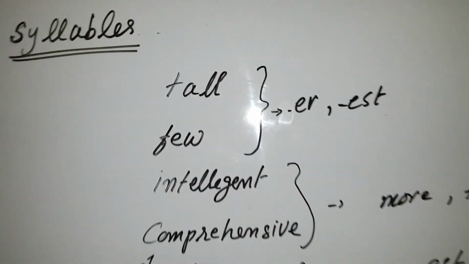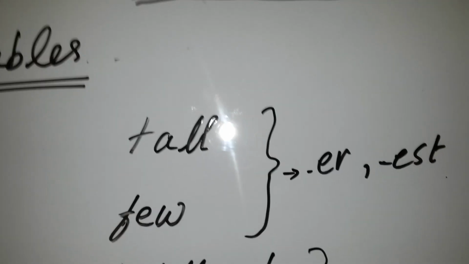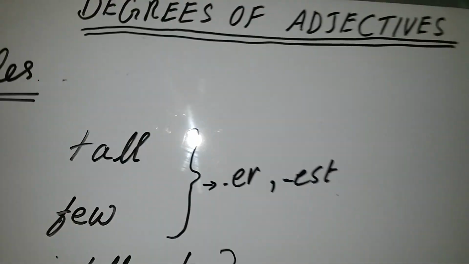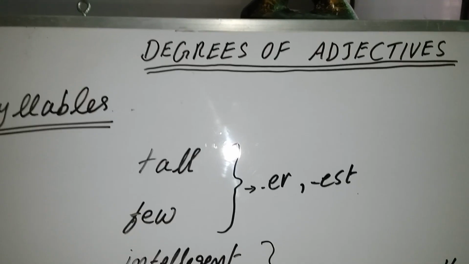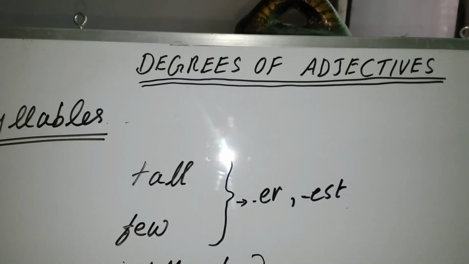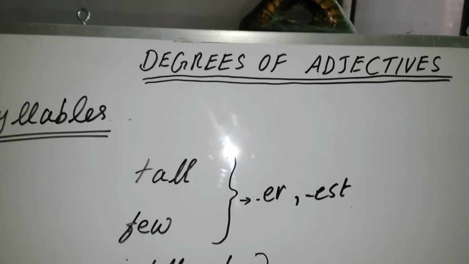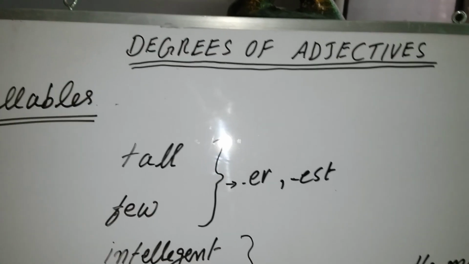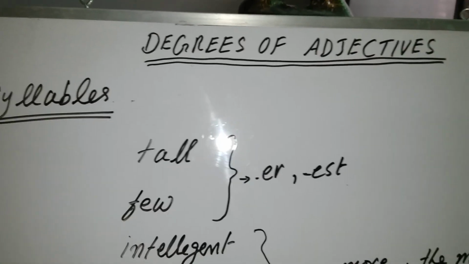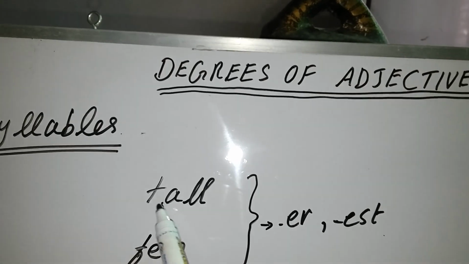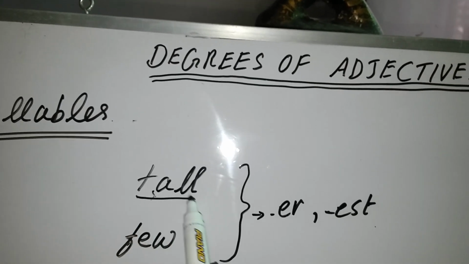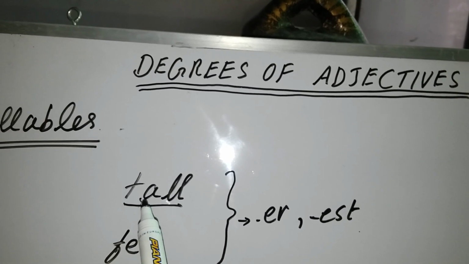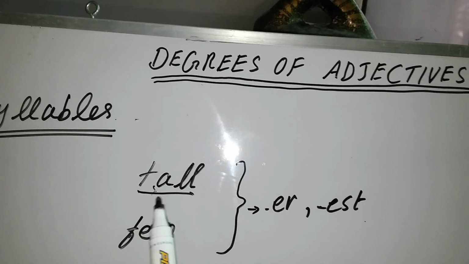Now look at the first two examples. There is written tall and few. What are syllables? Syllables mean a word can be divided into different units. And how can the word be divided into different units? There must be at least one vowel in each unit. In this way a word can be divided. For example, look at this first word. This is written tall. Can it be divided? No, because there is only one vowel. So it is a one syllable word. There is no other unit in this word. It is a single unit word, tall.